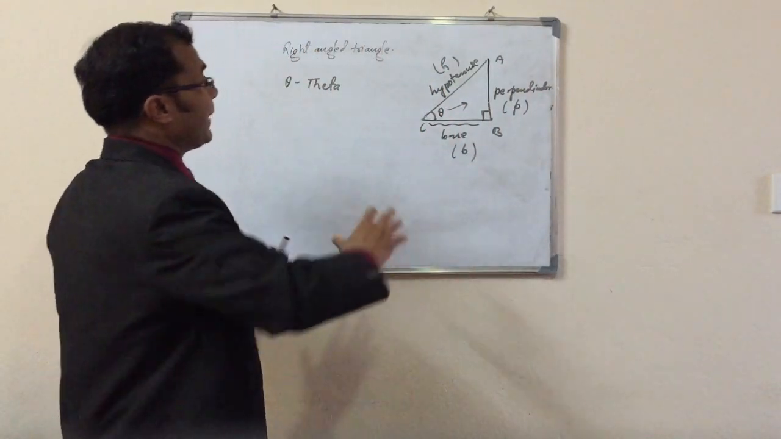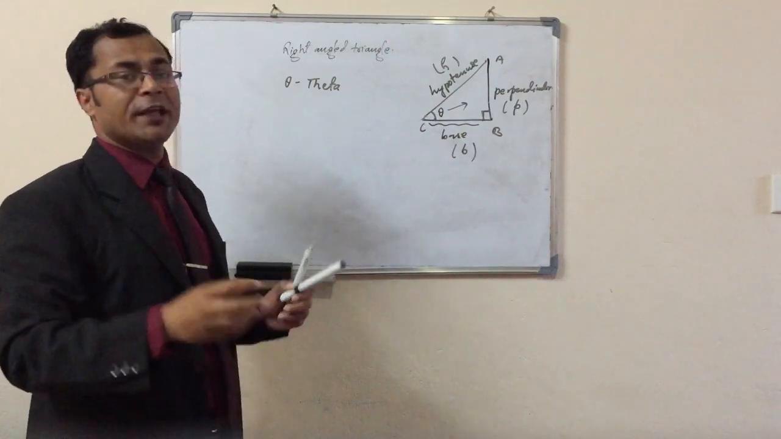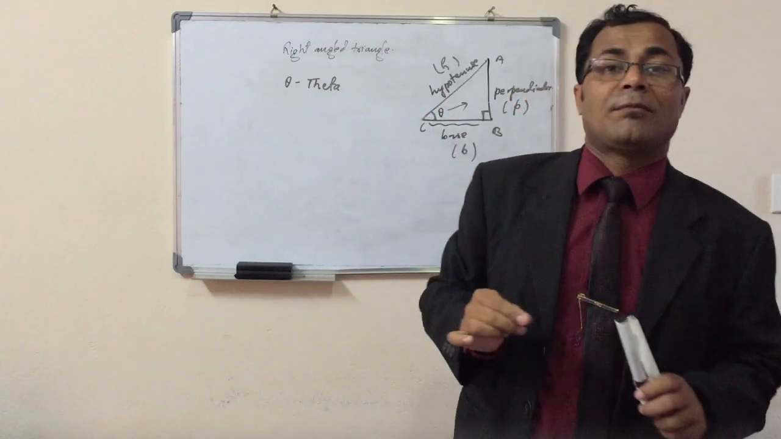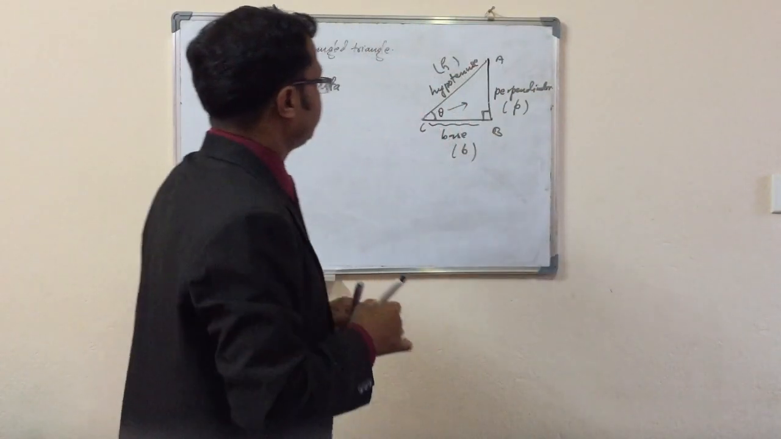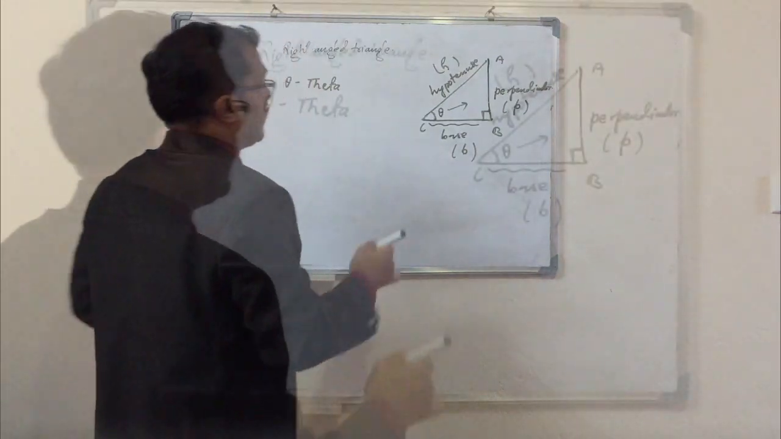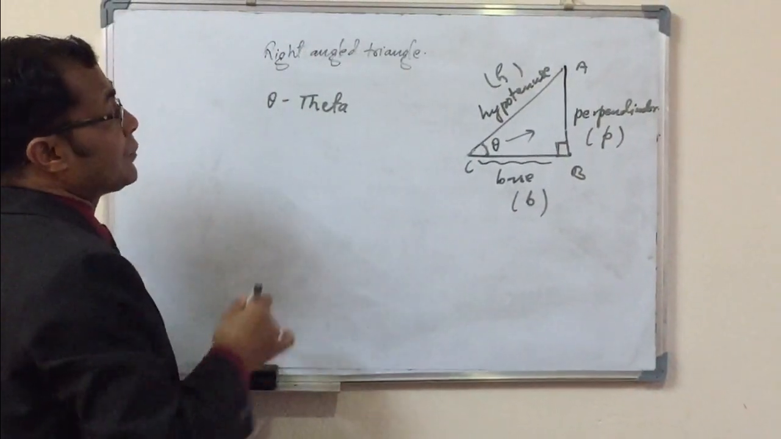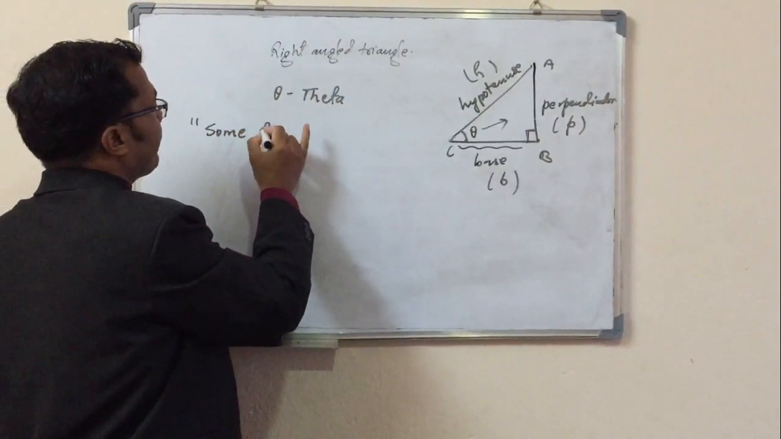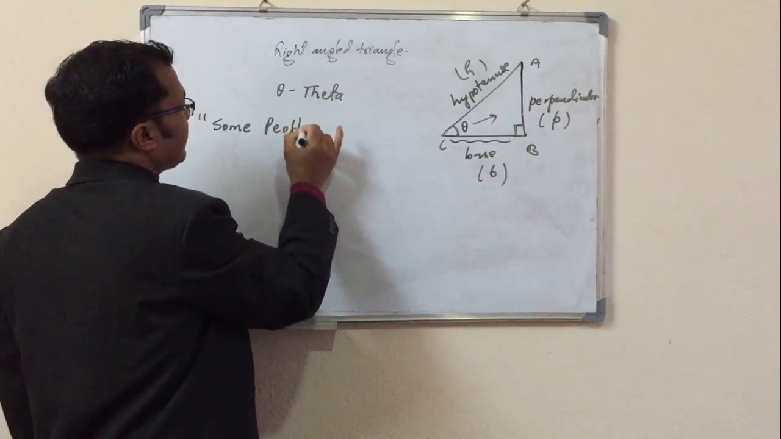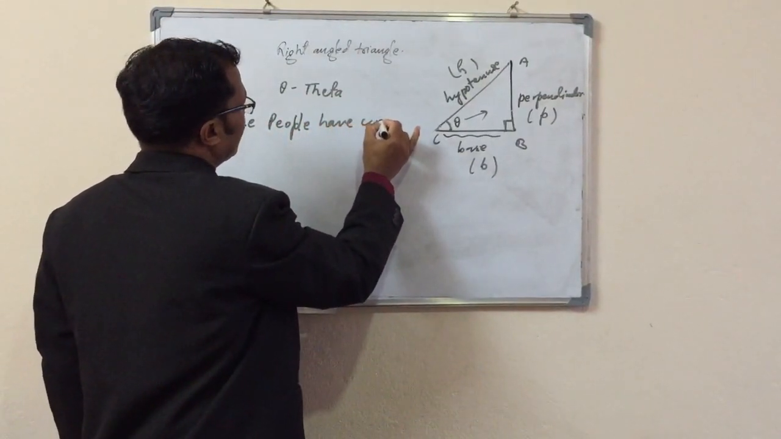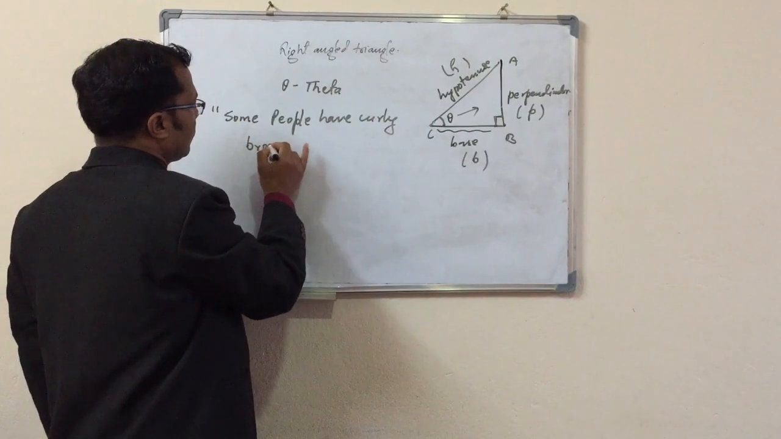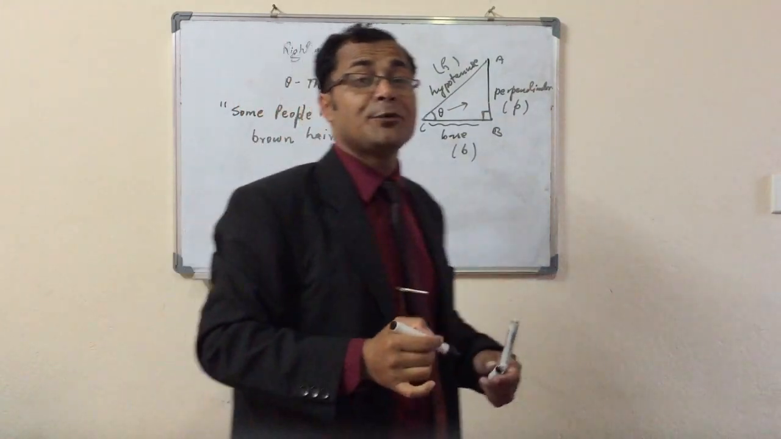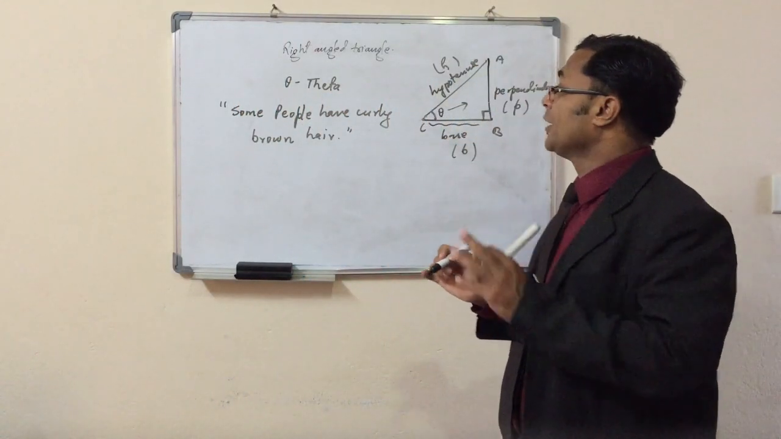Now, based on this information, we're going to make a number of formulas, and all these formulas are for trigonometry. But before this, always remember one sentence: Some people have curly brown hair. This sentence will help you a lot to memorize the formulas.